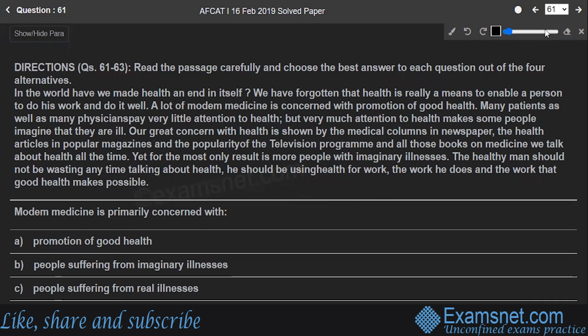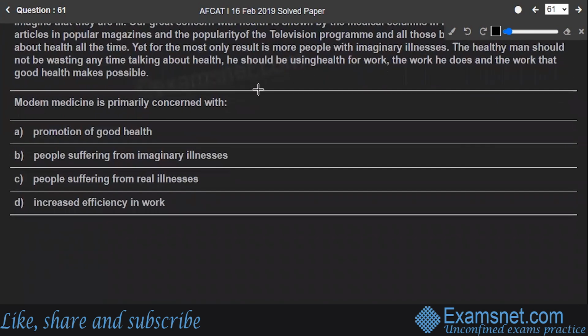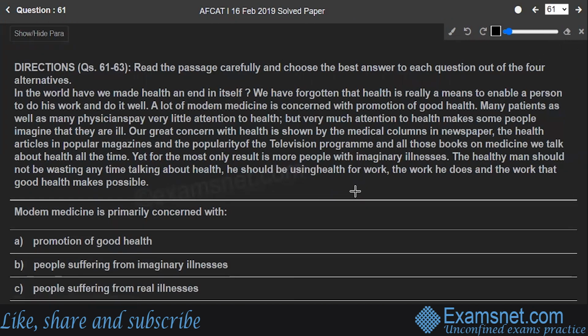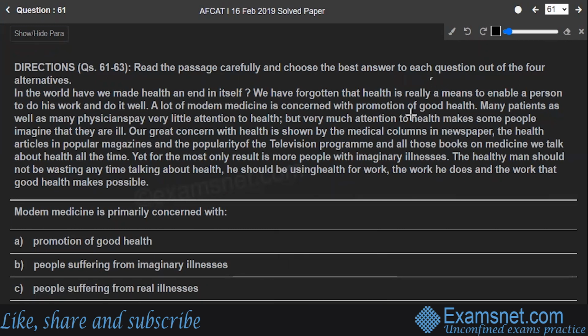So, using this paragraph, let's try to answer this question. Modern medicine is primarily concerned with promotion of good health, people suffering from imaginary illness, people suffering from real illness, or option D, increased efficiency in work. So if I'm reading this paragraph, let's look over here. A lot of modern medicine is concerned with the promotion of good health. So we have option E as our answer.